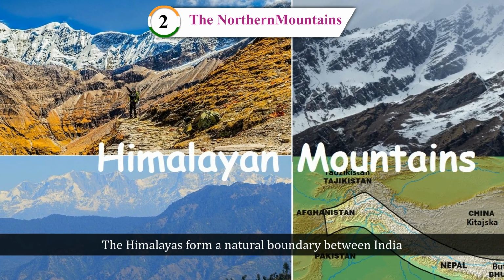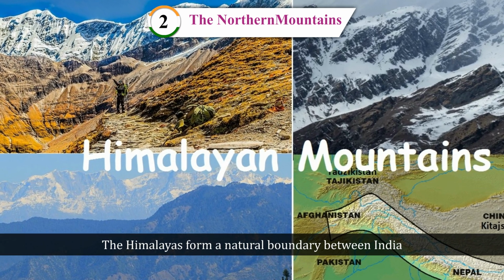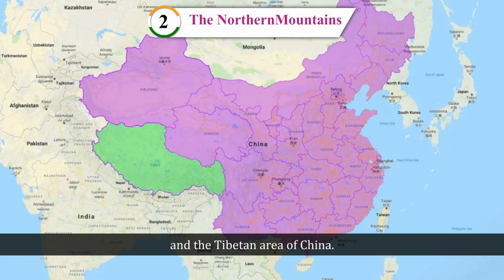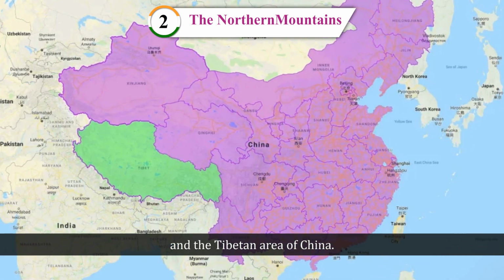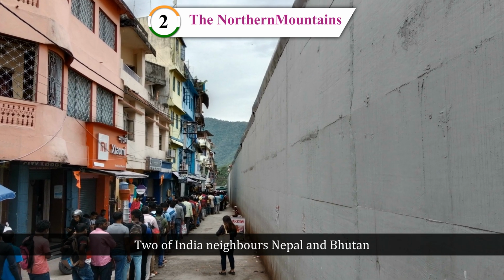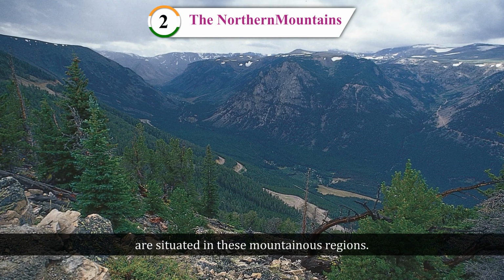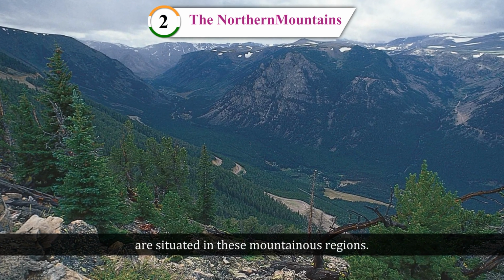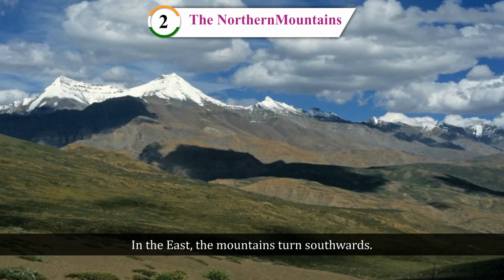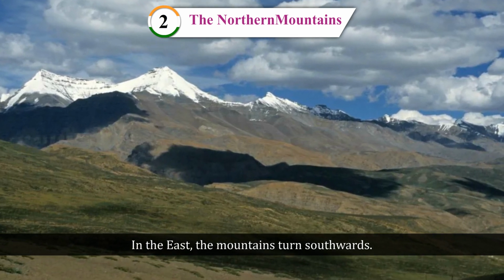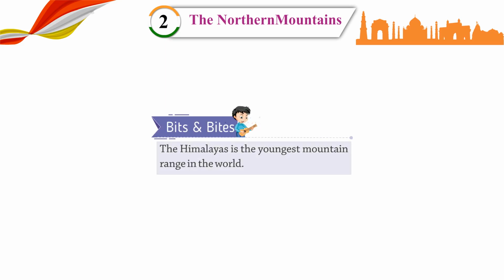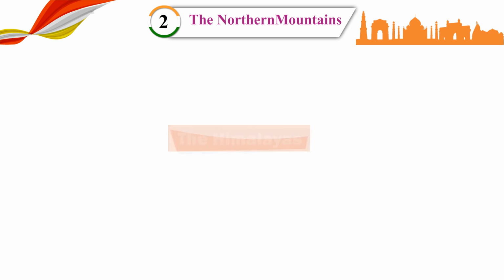The Himalayas form a natural boundary between India and the Tibetan area of China. Two of India's neighbors, Nepal and Bhutan, are situated in these mountainous regions. In the east, the mountains turn southwards. Bits and bytes: the Himalayas is the youngest mountain range in the world.